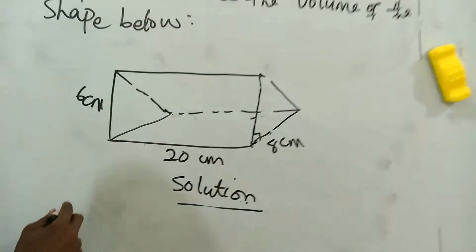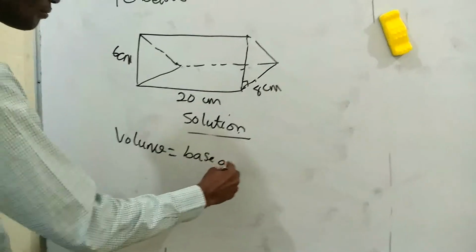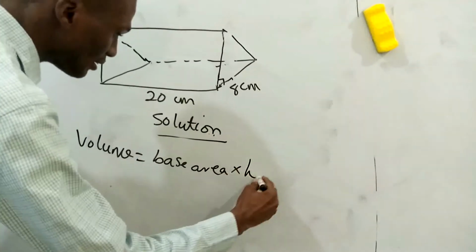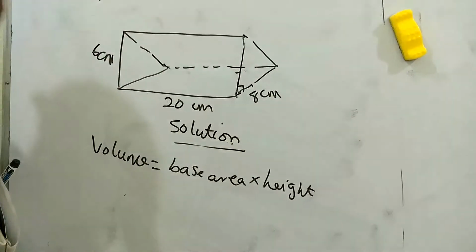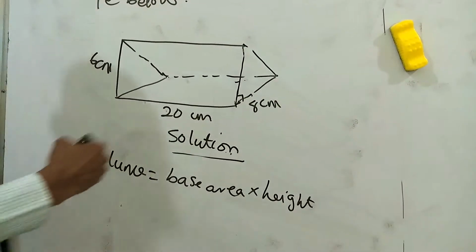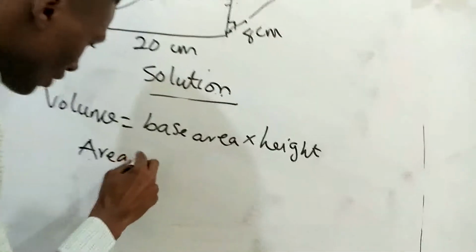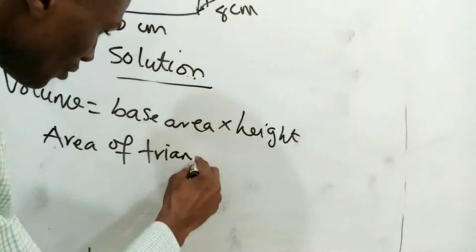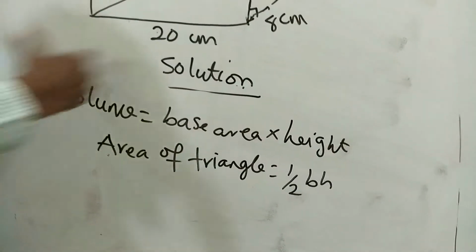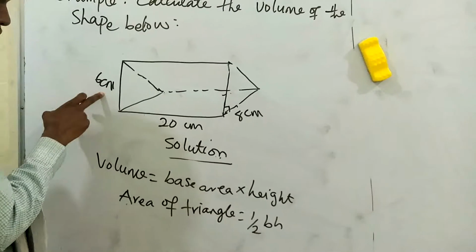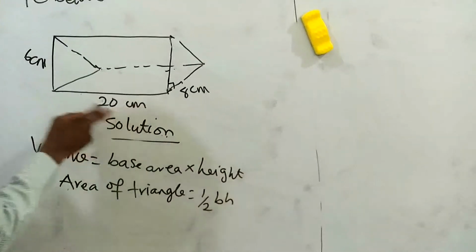We apply a formula. We say our volume is given as our base area times our height. And since it's a triangular base prism, the base is a triangular shape. The formula for finding the area of a triangle is half base times height. We have our base as 8 cm and our height as 6 cm. Then for volume, the area of the triangle times our height of 20 cm.